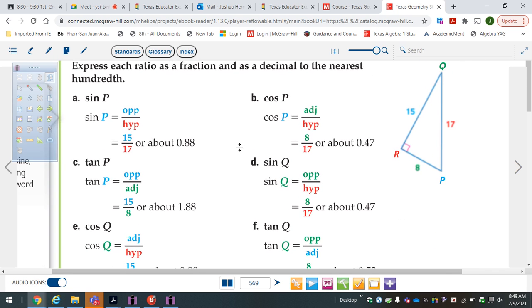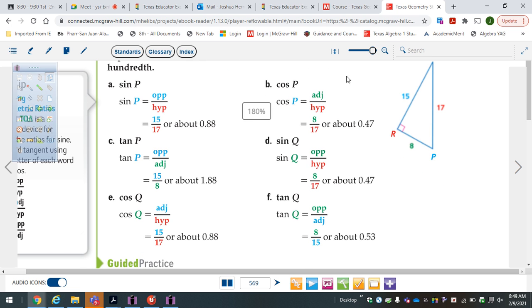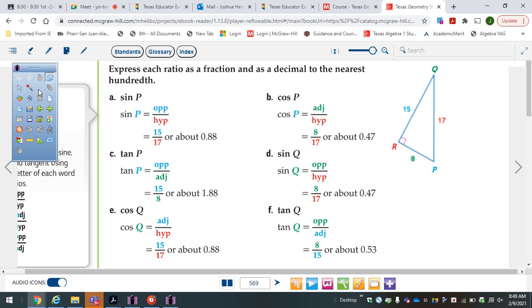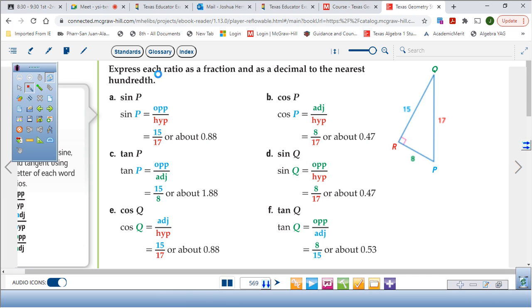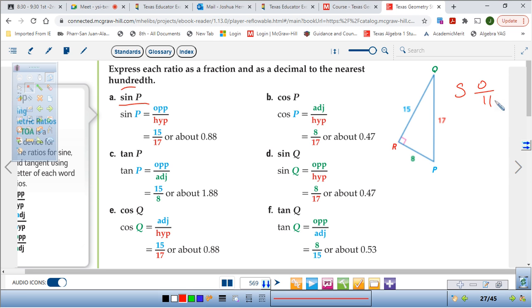So here we go. Let me zoom out so you can see them all. Express each ratio as a fraction and as a decimal to the nearest hundredth. Sine of P. Okay, so let's find sine of P. Remember, sine is SOH, right? Opposite over hypotenuse. So here, what's the side opposite of P? What's the length of the side opposite of P?